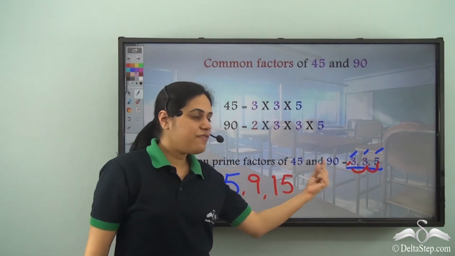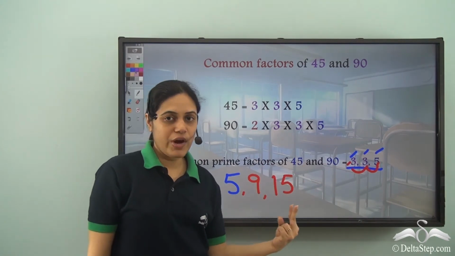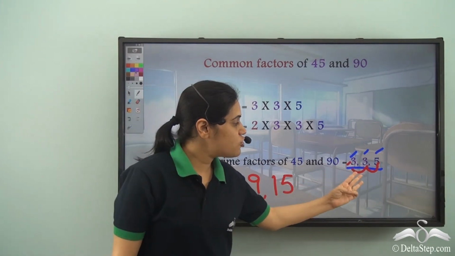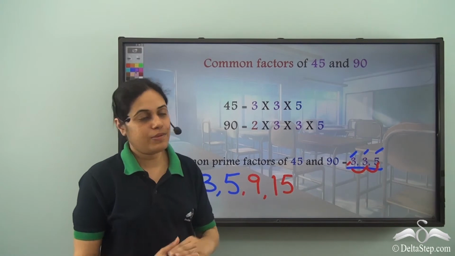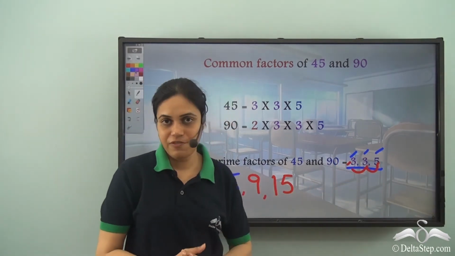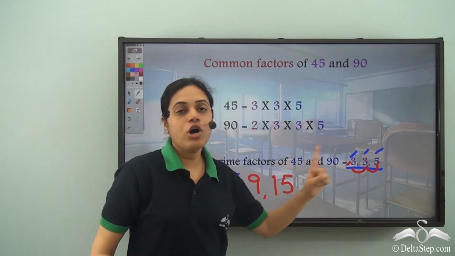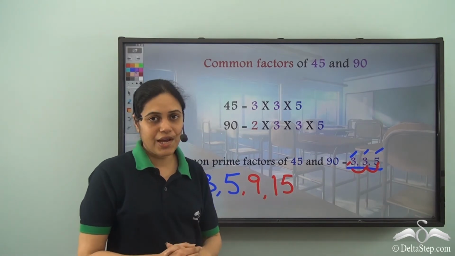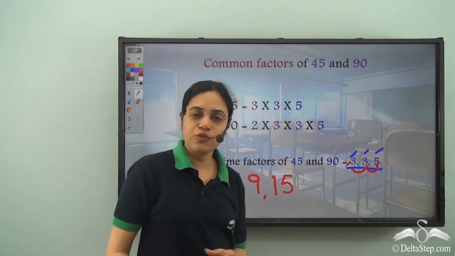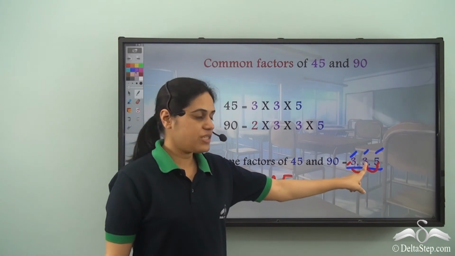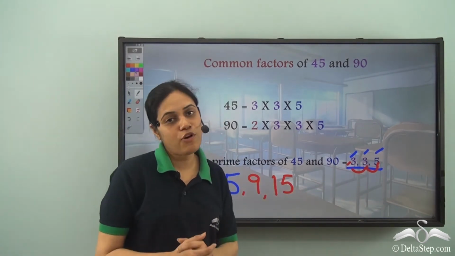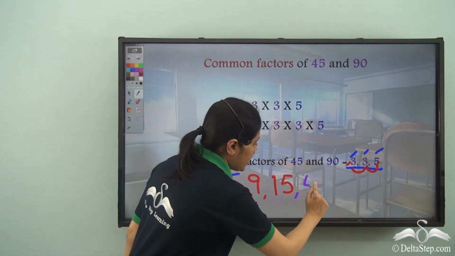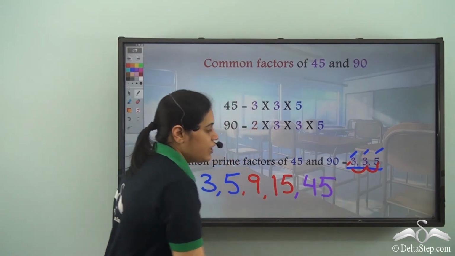So I have taken 1 at a time. I have taken 2 at a time. Now I need to take all 3 together because there are 3 common prime factors. So taking all 3 together, what do I get? 3 into 3 into 5. 3 into 3 is 9 and 9 into 5 is 45. So I get 45 taking all 3 together.